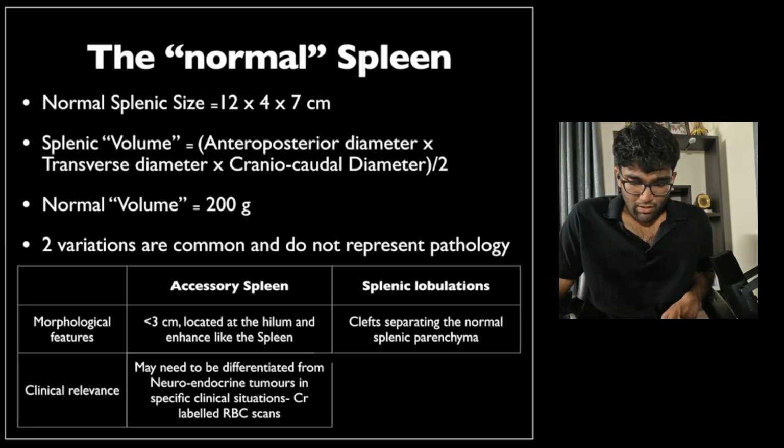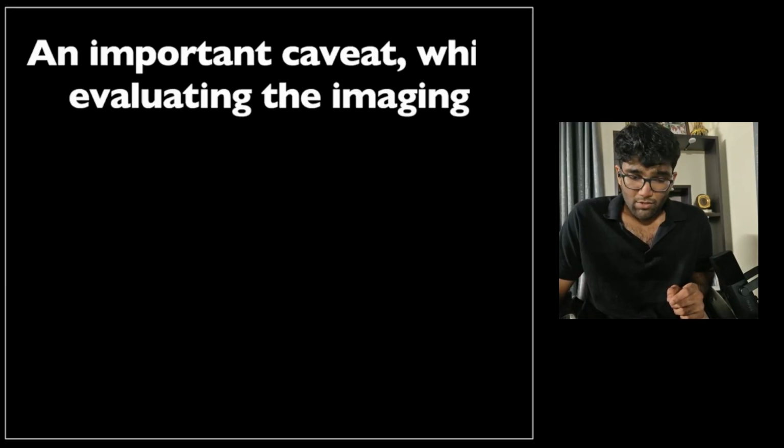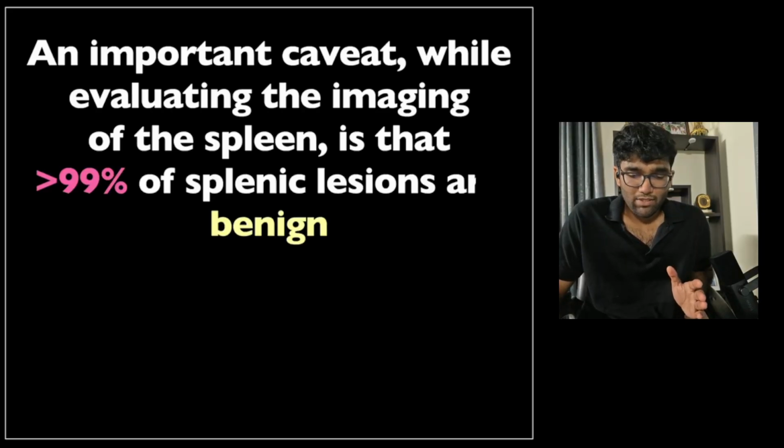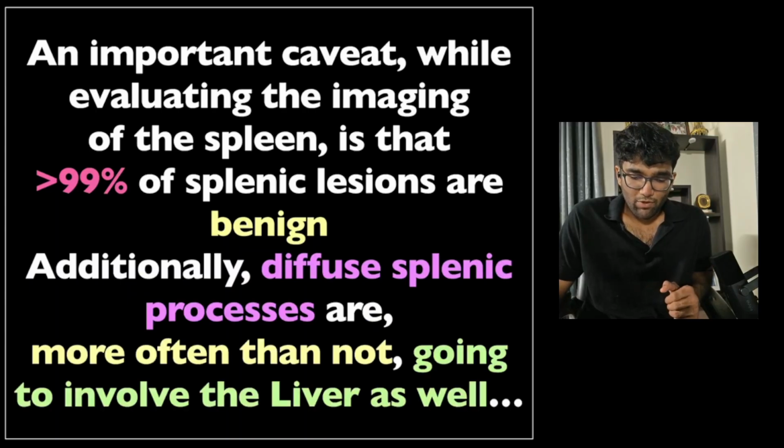Accessory spleens need to be differentiated from neuroendocrine tumors, and for this you can do chromium labeled damaged RBC scans. Again, splenic lobulation can simulate laceration and, very rarely, an infarction. Now, when we evaluate the spleen, an important caveat to imaging is that more than 99% of splenic lesions are benign, and diffuse splenic processes are more often than not going to also involve the liver.